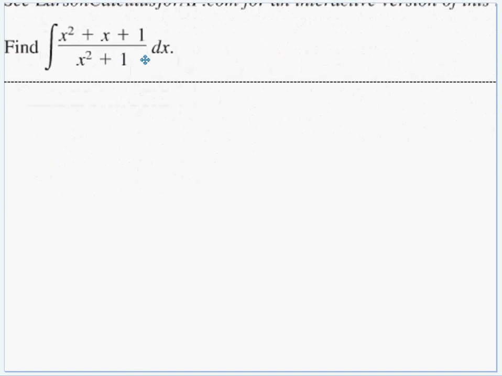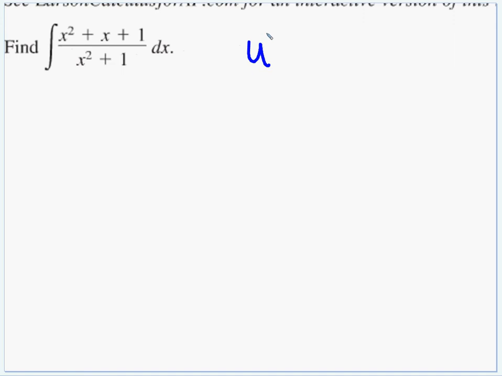Here it comes. So we're looking here at example 5. I'm looking at my denominator. It is a function. I'll call it u. What's the derivative of x squared plus 1? Well, that would be 2x. And my numerator is not even close to 2x. So right now, as far as log integration goes, we're kind of stuck.